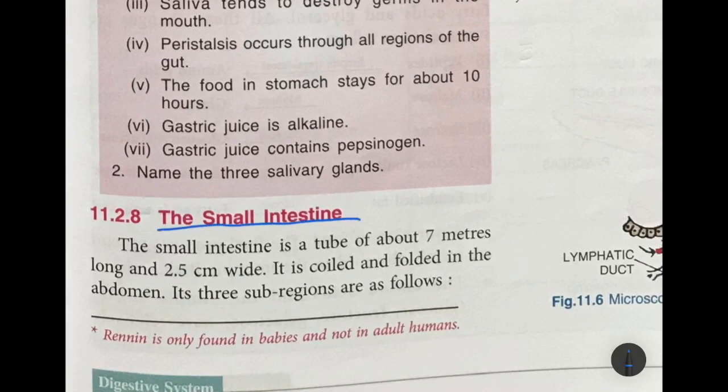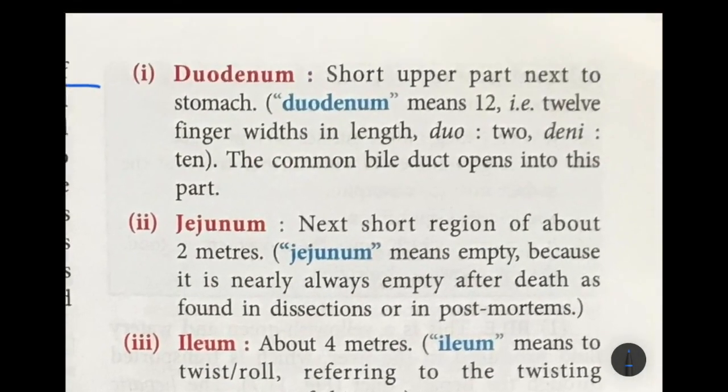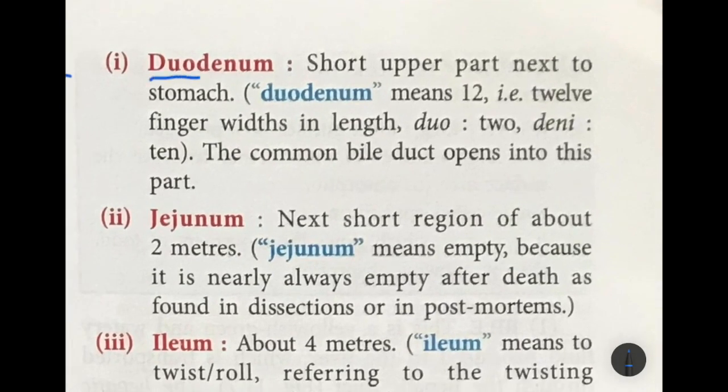The small intestine is a tube of about 7 meters long and 2.5 centimeters wide. It is coiled and folded in the abdomen. It has 3 regions. The first region is known as the duodenum. It is the short upper part immediately next to the stomach. Duodenum actually means 12. That is, if you place 12 fingers width, it is that long.